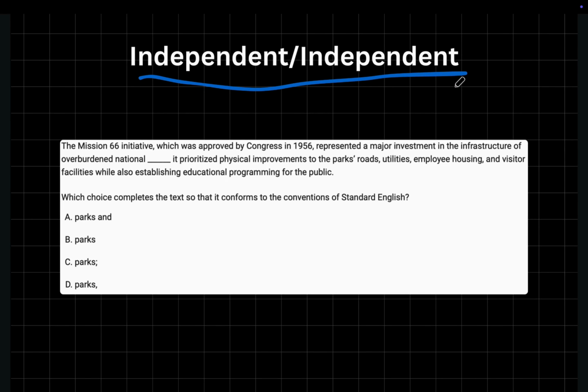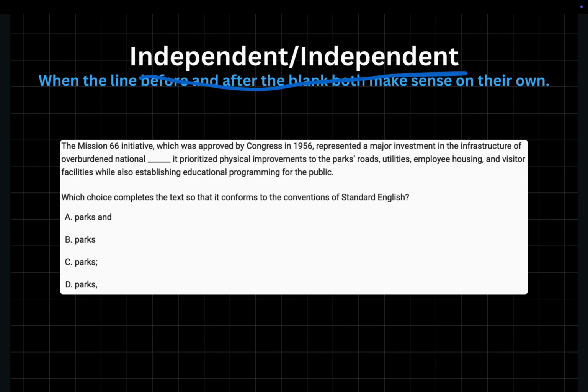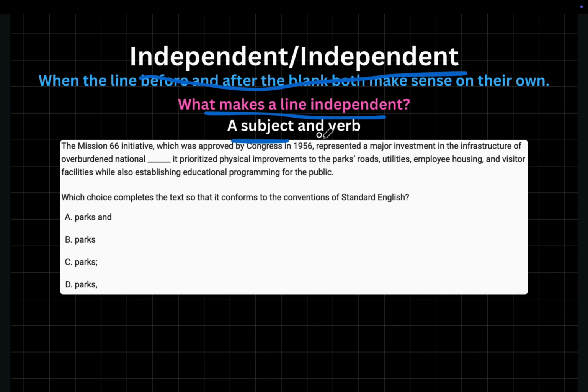Here's the first example. The Mission 66 initiative, which was approved by Congress in 1956, represented a major investment in the infrastructure of overburdened national parks. Okay, so did this make sense on its own? Yes, it did. When a sentence makes sense on its own, then it is independent. Sometimes you're unsure whether a sentence made sense or not, so how can you know if it is independent or not? Well, what makes a line independent is a subject, a verb, and a complete thought. If you have those things, then the line is independent.